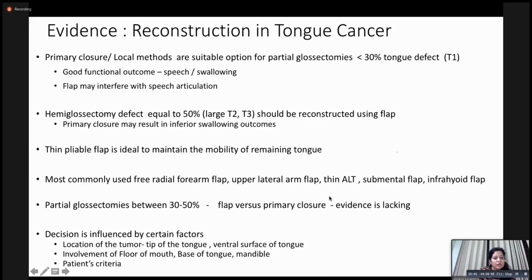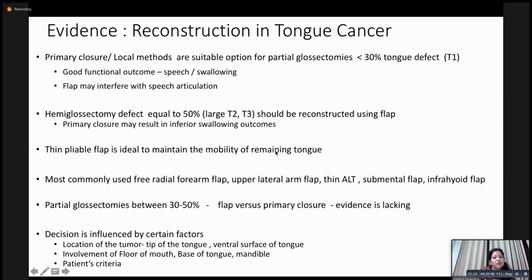If you look at the literature, they all say that if you have a 30% tongue defect, you can achieve good functional outcome even with primary closure and local methods. Rather, if you do a flap for a T1 defect, it will hinder speech articulation. If you have a hemiglossectomy defect, T2 or T3, then you should use a flap, because primary closure for a hemiglossectomy will have inferior swallowing outcomes.